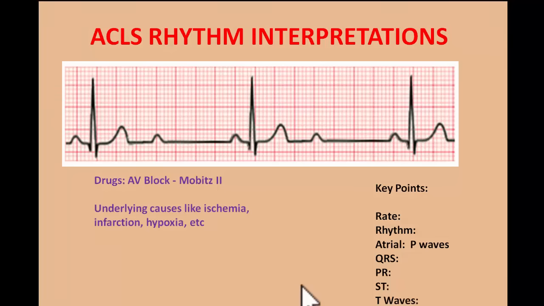Here we have an example of a Mobitz type 2 AV block. Here we have a normal QRS complex and a P wave with a dropped QRS complex. It is hard to say whether this is a Wenckebach block or whether it's a type 2 Mobitz block, but nonetheless, the underlying causes such as ischemia, infarction, or hypoxia, hypovolemia need to be addressed.